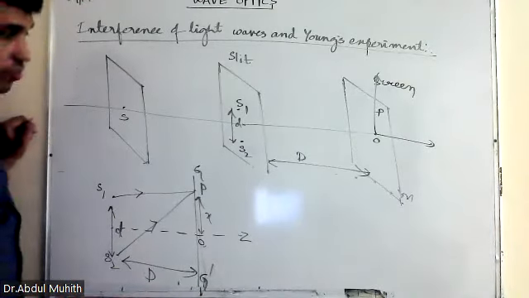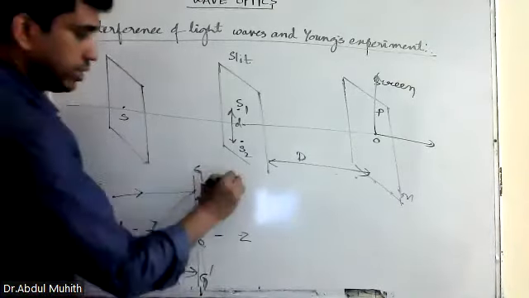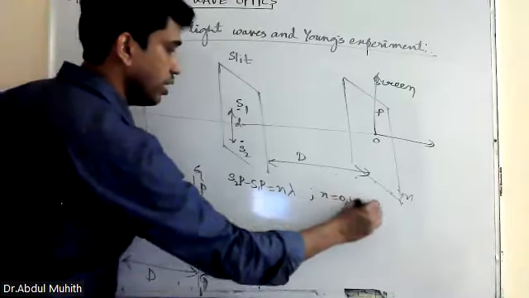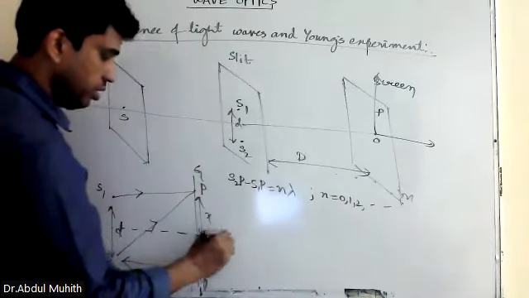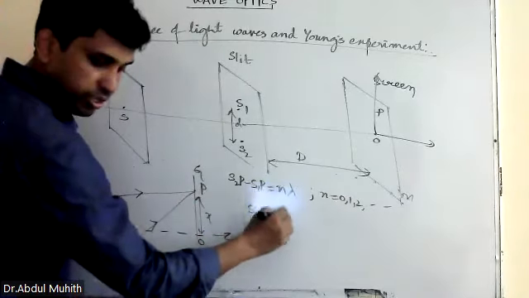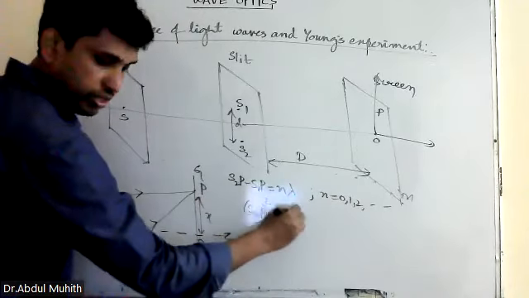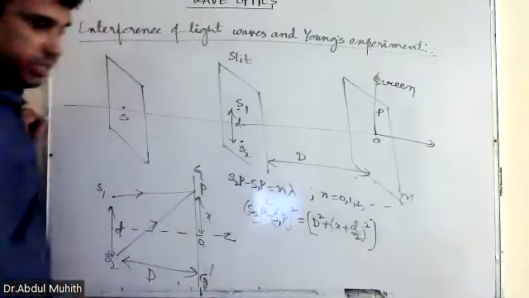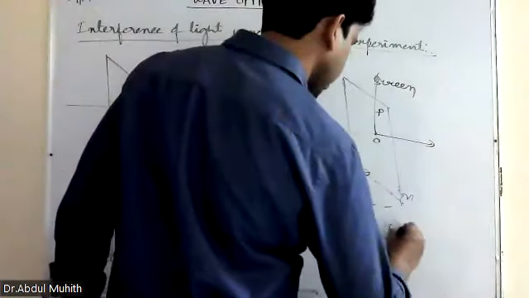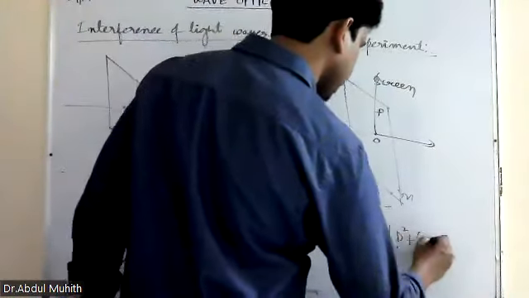We already know that S2P minus S1P is equal to n lambda if it is a bright fringe, where n is equal to 0, 1, 2, 3, and so on. Now S2P whole square minus S1P whole square is equal to D square plus (X plus d by 2) whole square, minus D square plus (X minus d by 2) whole square.